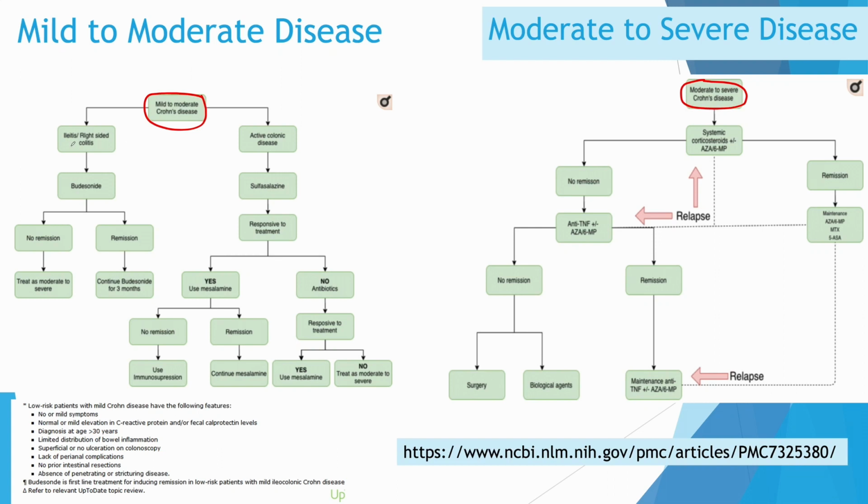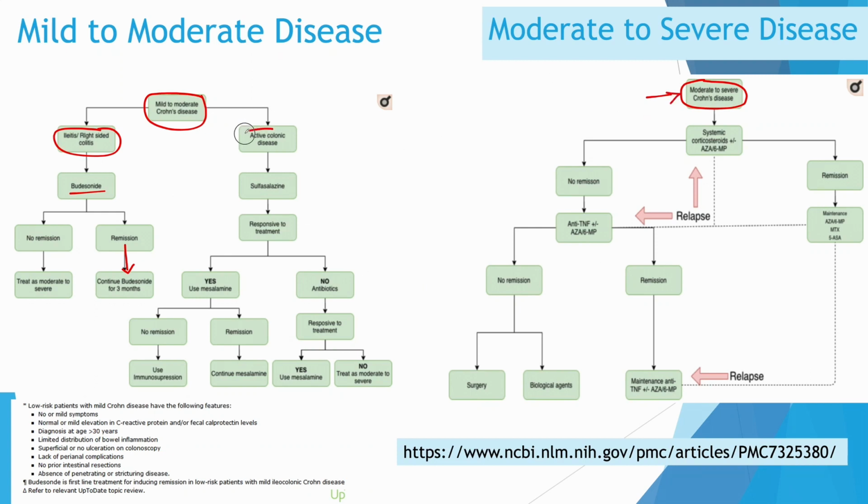So ileitis, right-sided colitis, you're going to start with budesonide, which is a steroid. And if you can achieve remission, great. If you can achieve it, you'll use it for about 3 months, and then you can decide whether or not to continue on a different medication. If you cannot get remission with budesonide for this, you're going to jump over to this algorithm.